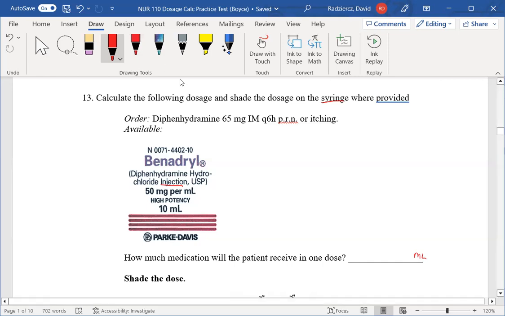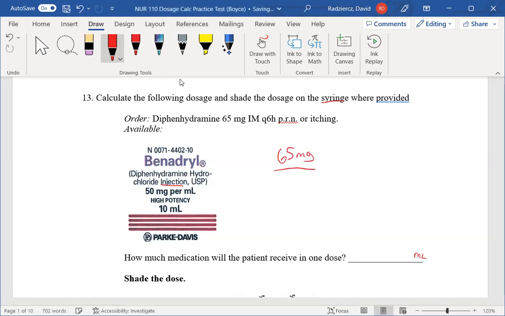All right, so how would we solve this? Well, I'm going to take my order over my available times my quantity. 65 divided by 50. And I'm going to get an answer of 1.3 milliliters.